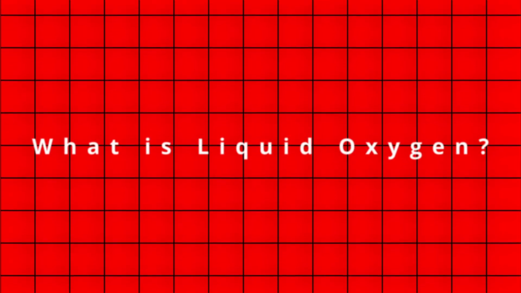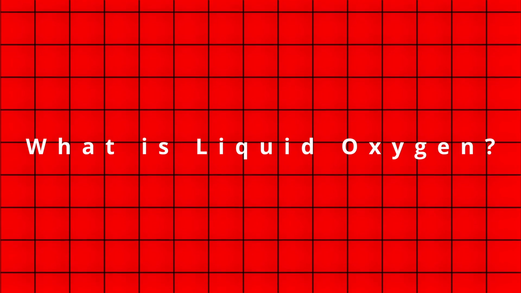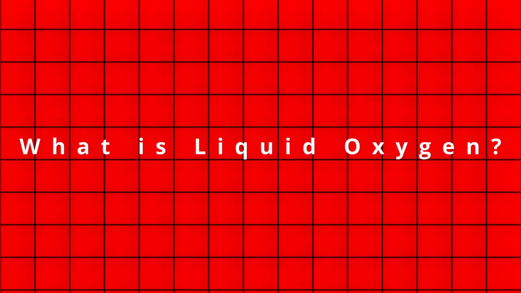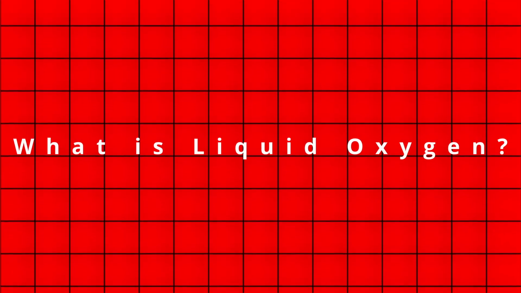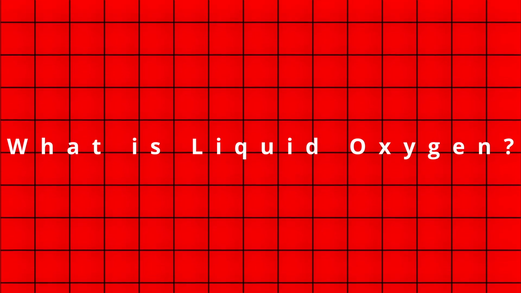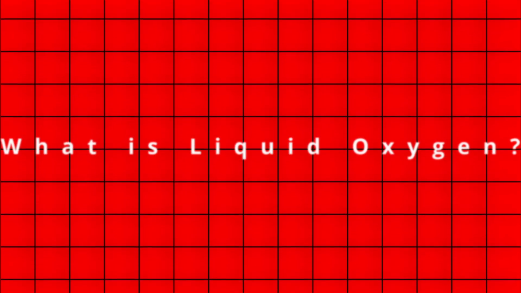Let's find out. What is liquid oxygen? Liquid oxygen, or LOX, is oxygen in its liquid form, stored at extremely low temperature of minus 183 degrees Celsius. It is a pale blue liquid and is highly concentrated. LOX is mainly used in rockets, industrial applications, and hospitals where high purity oxygen is needed.